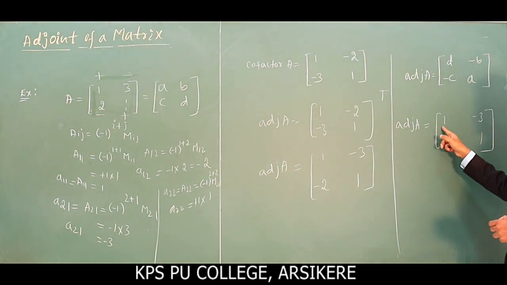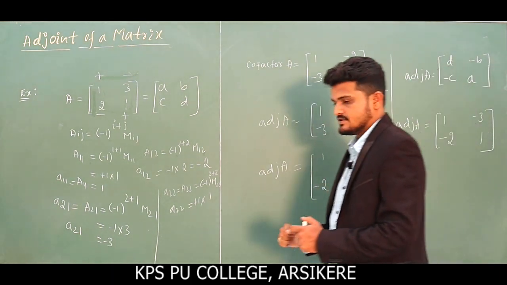Therefore adjoint A is equal to 1 minus 3 minus 2 1. Okay, write first.